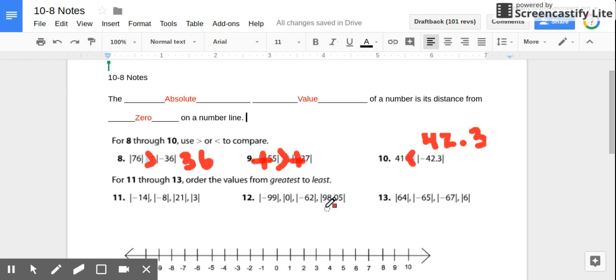On the bottom, you're ordering the numbers from least to greatest. No, I'm sorry, from greatest to least. My bad. So, hang on.